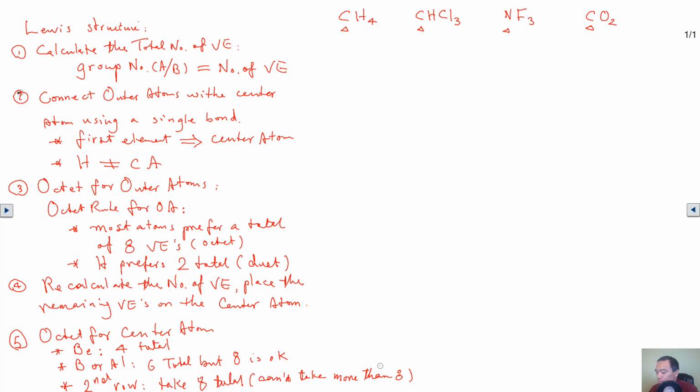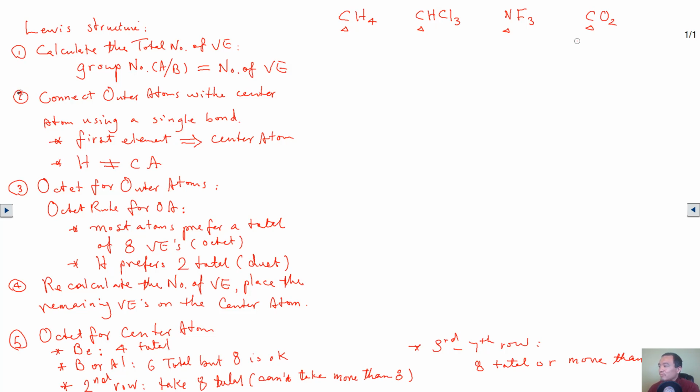However, for elements in the 3rd row to the 7th row, so I'm going to write it down over here. So for elements in the 3rd to the 7th row, they can take 8 total or more than 8. So let's use these 4 examples listed over here to show you step by step how to arrive at the correct Lewis structure.